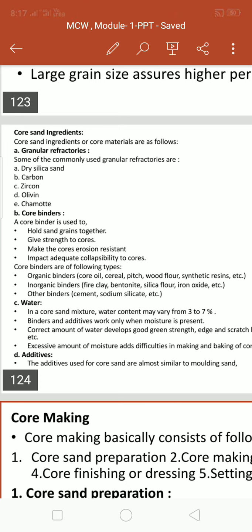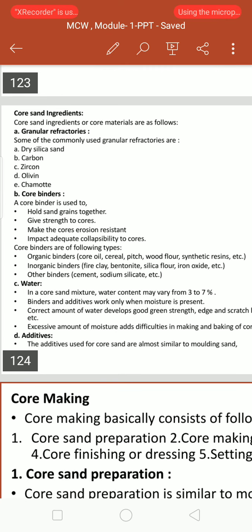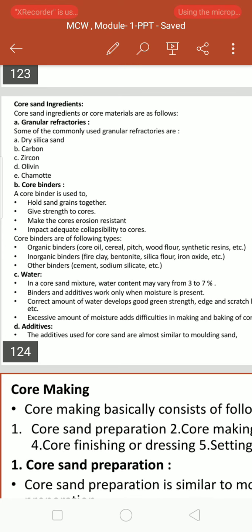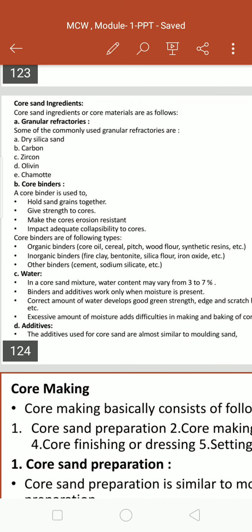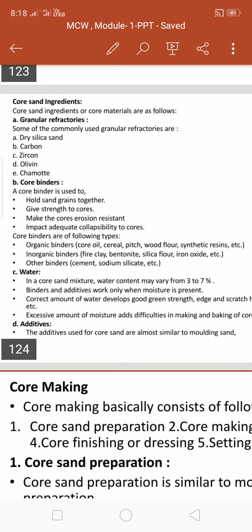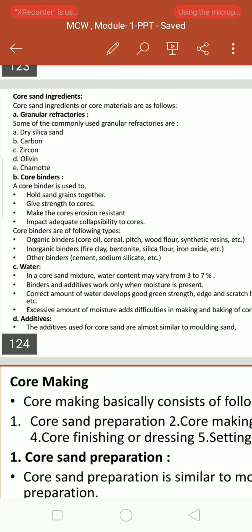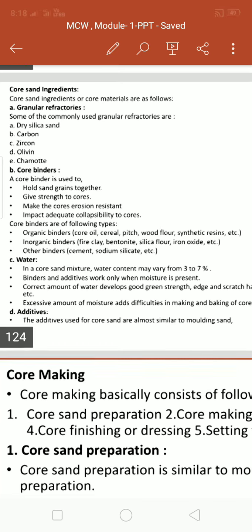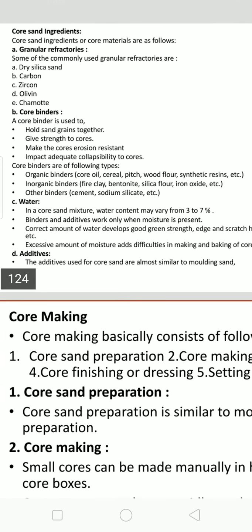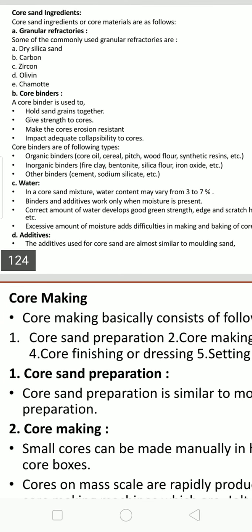Core binders hold sand grains together, give strength to the core, make the cores erosion resistant, and impart adequate collapsibility to the core. Core binders are of the following types. Organic binders like core oil, cereal, pitch, wood flour, synthetic resin, etc. Inorganic binders like fire clay, bentonite, silica flour, iron oxide, etc. And other binders like cement and sodium silicate are also used.